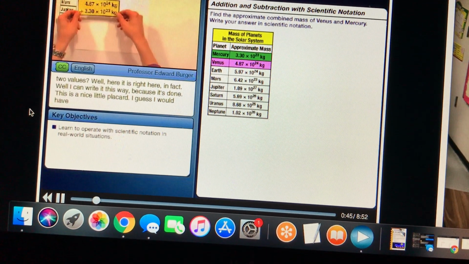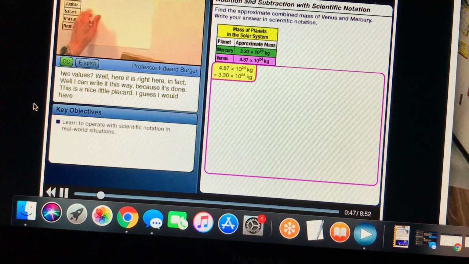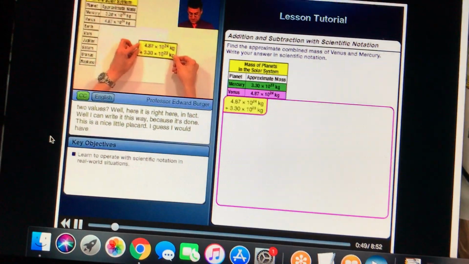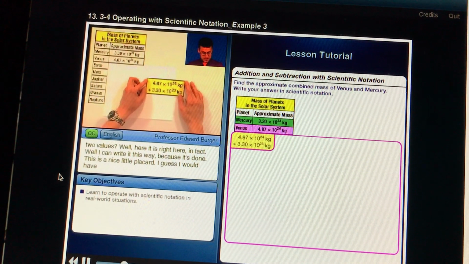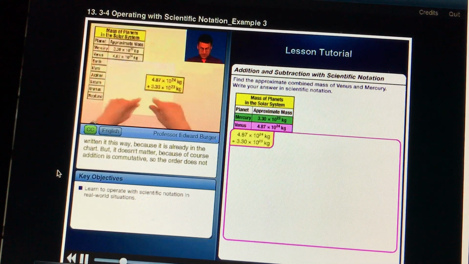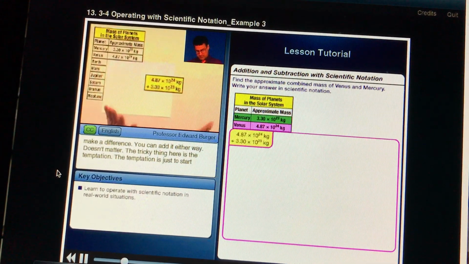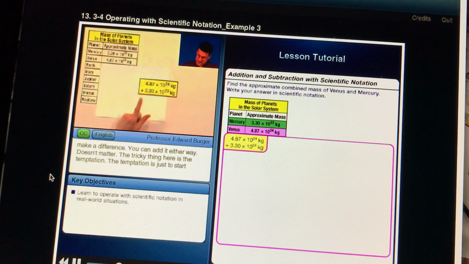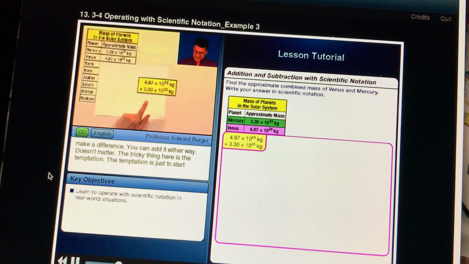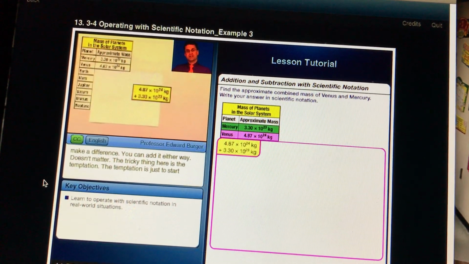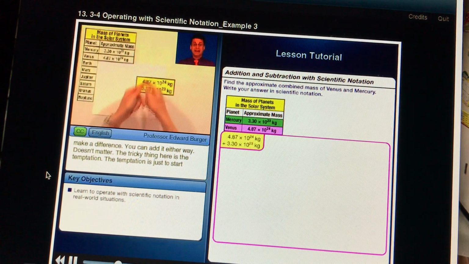Well, here it is right here, in fact. Okay, I can write it this way. It's done. This is a nice little placard. I guess I would have written it this way because it's already in the chart. But anyway, it doesn't matter because, of course, addition is commutative. So the order doesn't make a difference, right? You can add either way. It doesn't matter. The tricky thing here is that the temptation is just to start adding, right?